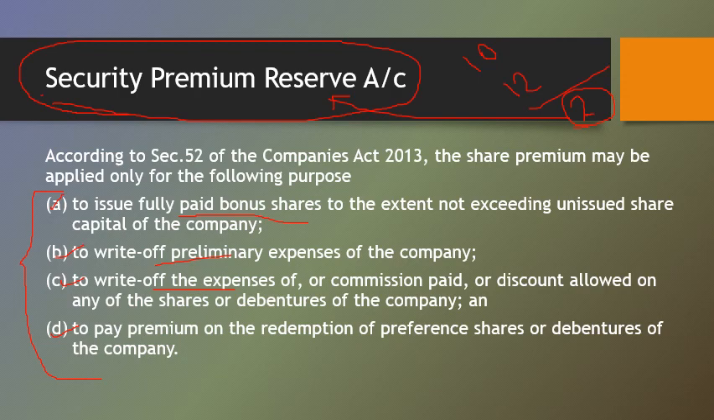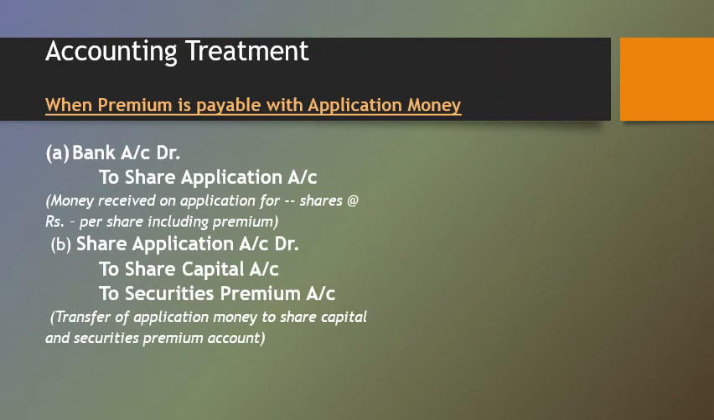So when the company earns premium on its issue of shares, that premium income can be utilized only for these four purposes. Now we are going to deal with the accounting treatment when the shares are issued at premium. The premium amount can be collected along with the application money or the allotment money, in these two ways. Whenever the premium amount is collected along with the application money, our journal entry will be like this.